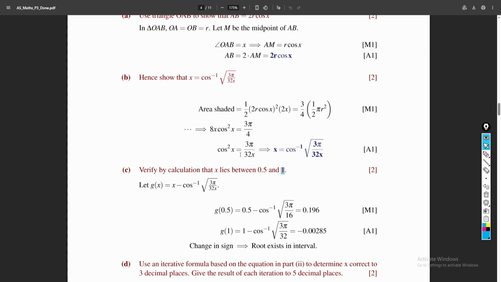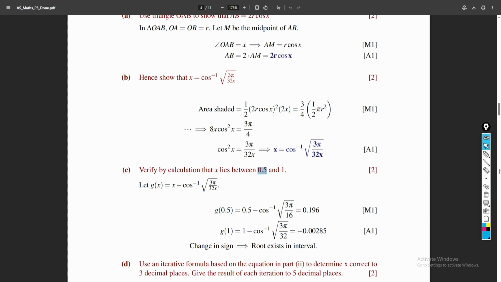So how do we do this? We simply create a function g of x, and then we set it equal to, we subtract this from this. So cos x minus x. So if it's between 0.5 and 1, if we apply them, we will get numbers that go from first positive and then negative, or vice versa, whichever direction we go.